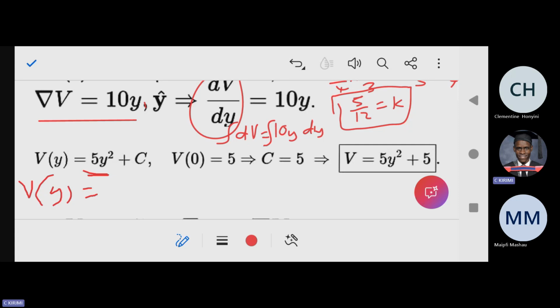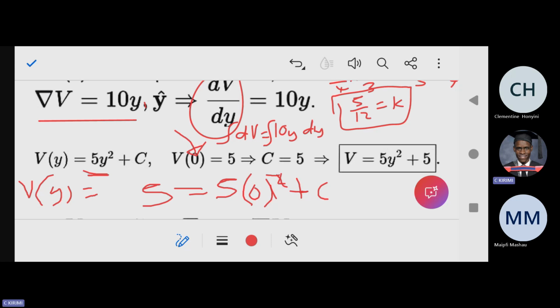So you are substituting there. When I put 0, V of 0 is equal to 5. So where there's V of 0, I put 5. So you'll be saying 5 is equal to 5y squared, where there's y, I'm putting 0 squared, because this y is inside here, which is 0. Y is 0, plus c. So automatically, that's how you find that c is 5.